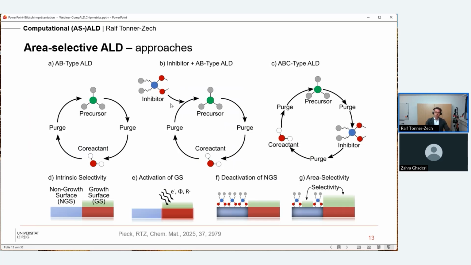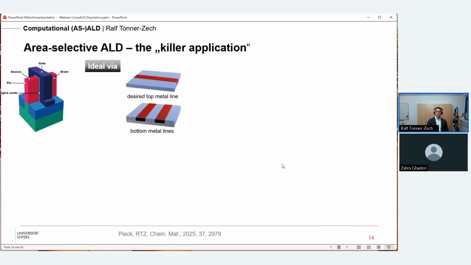And it is done by using an inhibitor molecule, which is shown here, which is sort of deposited on the non-growth surface before the ALD growth takes place. This can either be done once here in the middle, or it can be done in every cycle, and this has been termed ABC type ALD by the community. And so now you have a blocked surface, and then you can selectively deposit on the second surface.